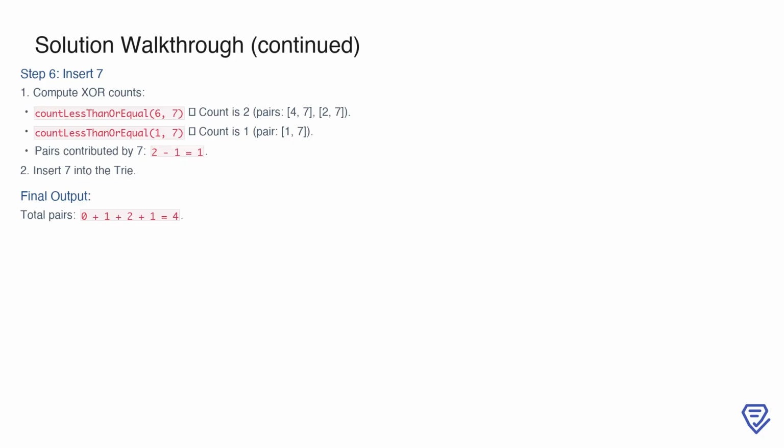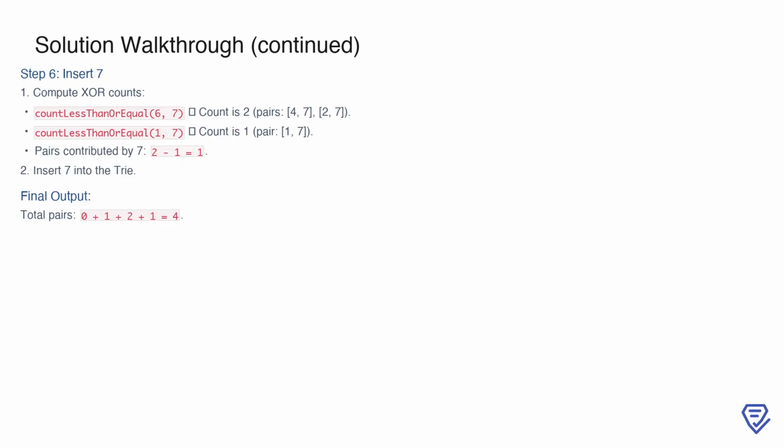To determine the pairs contributed by 7, we calculate the count of numbers in the tree that yield an XOR result less than or equal to 6 with 7, which is 2. These pairs are 4, 7, and 2, 7. We also calculate the count for XOR results less than or equal to 1 with 7, which is 1, corresponding to the pair 1, 7. Subtracting these counts, we find that 7 contributes one valid pair.